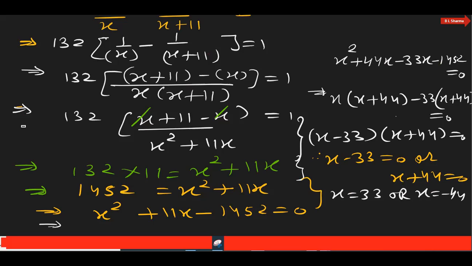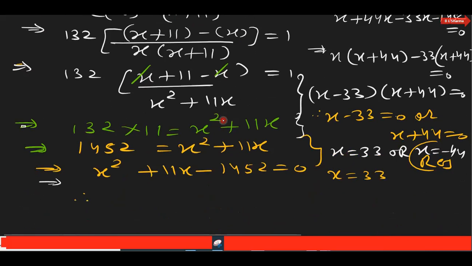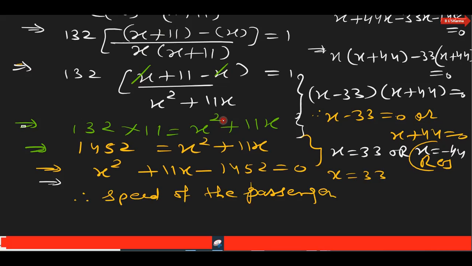Here x is the speed. Speed cannot be negative. So x equals minus 44 is rejected. So what is left? X is equal to 33. So now we can say, therefore, the speed of the passenger train, that is x, or x is 33 kilometer per hour, answer.